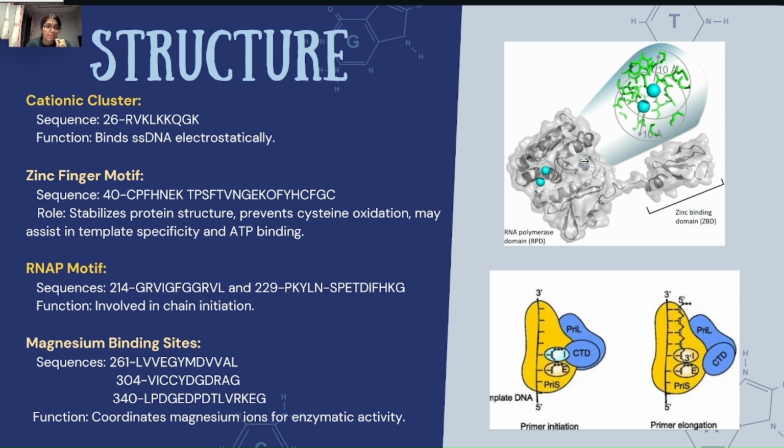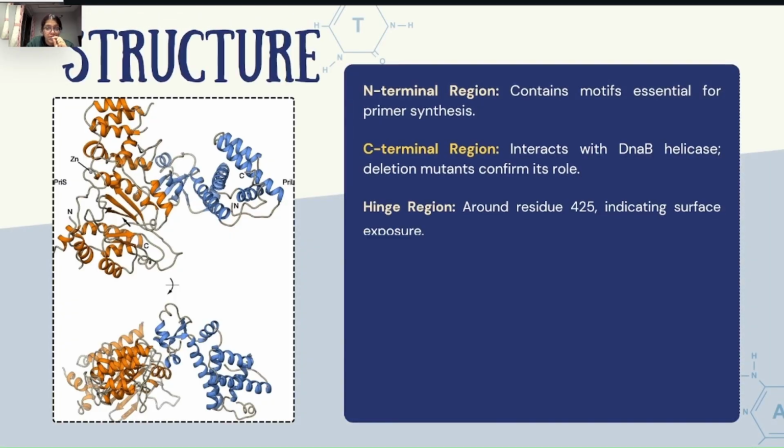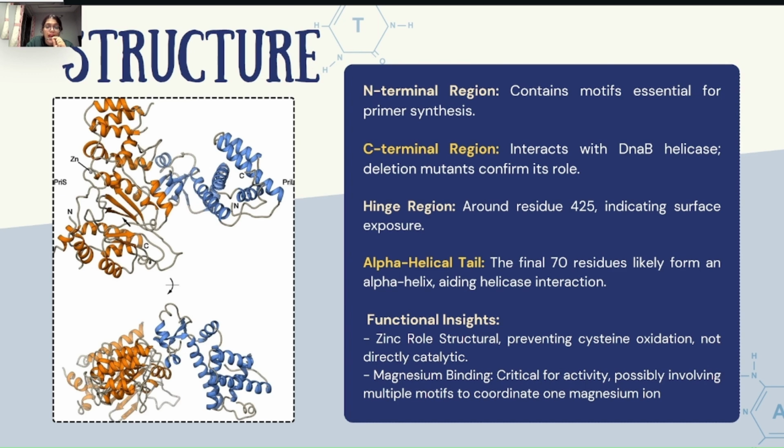Here in the above picture, we can see how the RNAP domain and the zinc binding domain work together in the RNA primase. Then we have the N-terminal domain and the C-terminal domain. The N-terminal domain acts like a blueprint of the construction project, helping primase identify where to start building the RNA primer on the DNA template. The C-terminal is the region which is vital for the formation of the primosome.